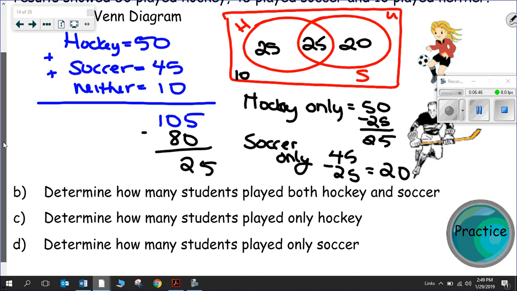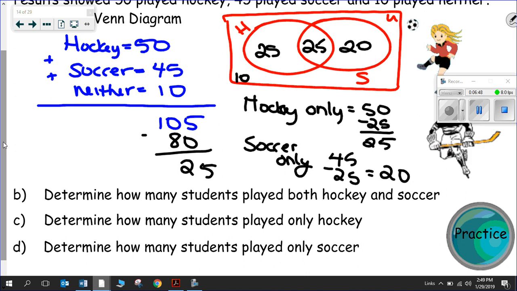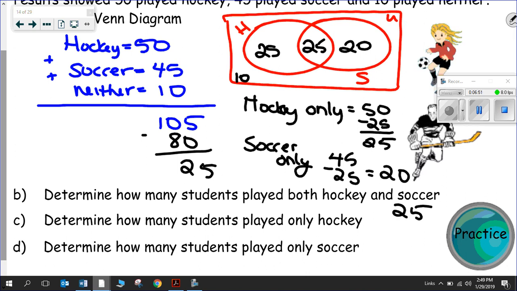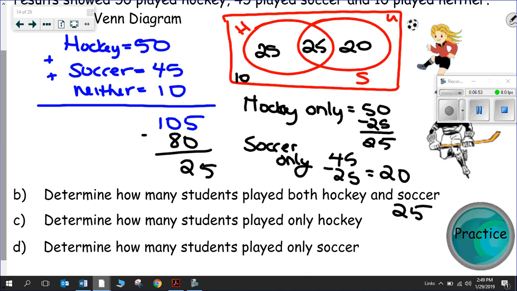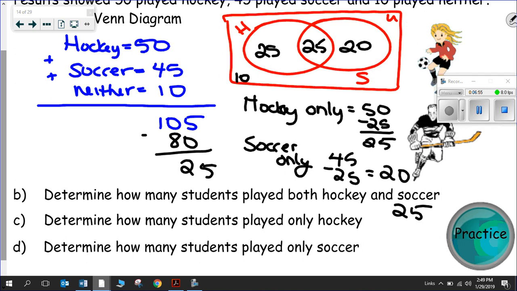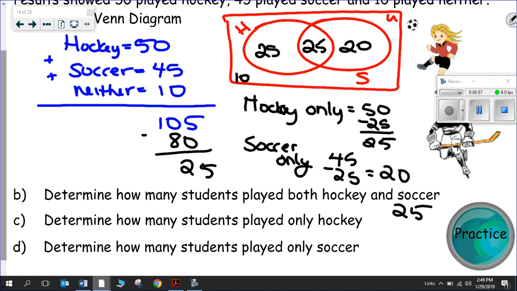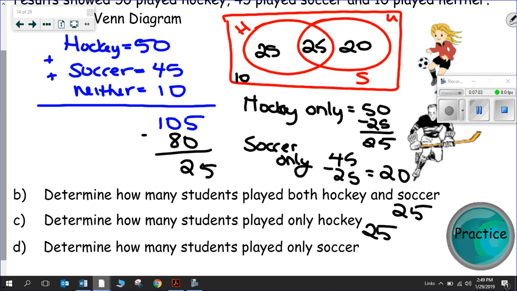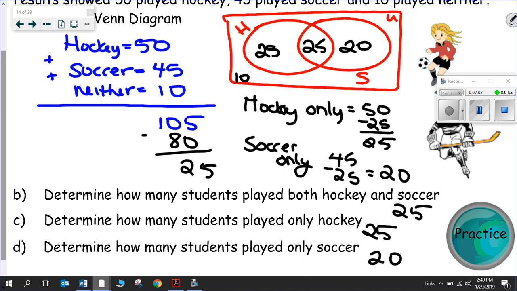B says, how many students play both? Well, that is the middle part. That is 25. How many students play only hockey? Well, that is in the region where it's not overlapped. So there's 25 that play only hockey. And how many play only soccer? Well, that's in the soccer area that's not overlapped, which is 20. And that concludes lesson number 2.